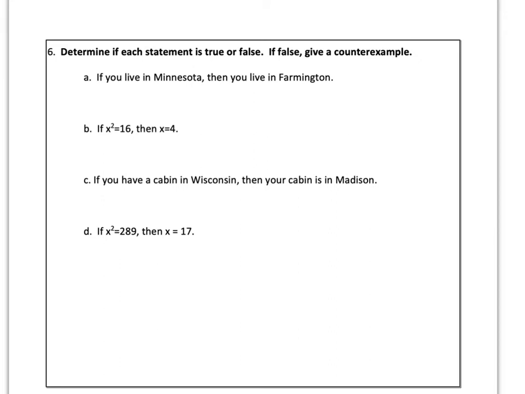Part A, if you live in Minnesota, then you live in Farmington. This is definitely false. So an example could be my mom. She lives in Elk River, Minnesota. So is the first part still true? Does she live in Minnesota? Yes. But does she live in Farmington? No.